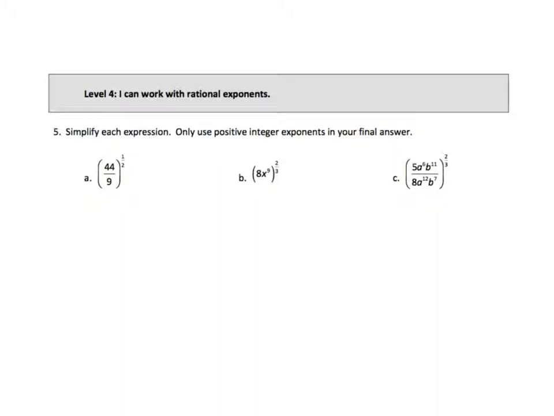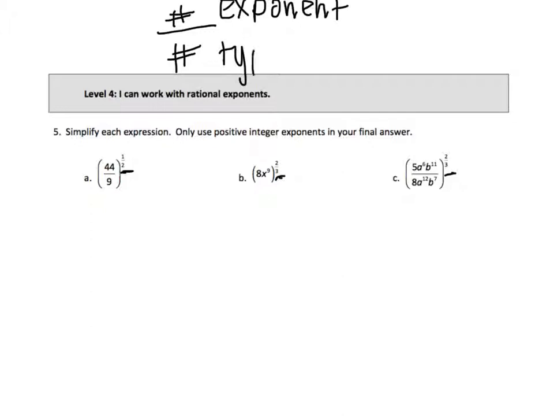Okay, so if you made it this far, level 4s are a combination of what we did in 2.1 and what we're doing now. Rational exponents, as you can see, look a little funny because the exponents are fractions. So when you have an exponent that's a fraction, the top number will tell you the exponent, so how many times you're doing that group.